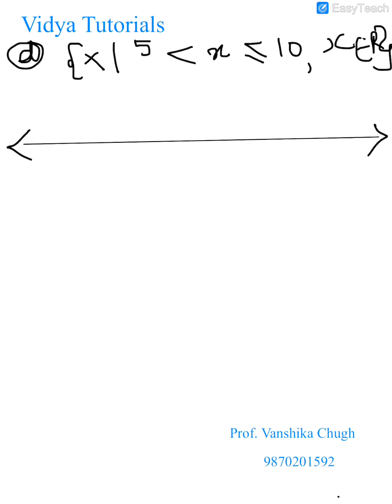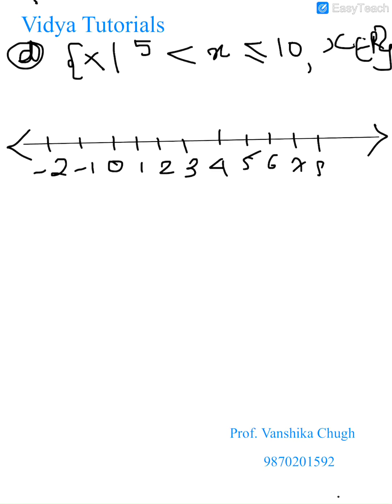The next question in the sheet has a little bit of error. It's x such that x is greater than 5 and x is less than or equal to 10. x belongs to real numbers. So my number line is ready. As I told you, you shouldn't just make all the positives, make a little bit of negative. So 1, 2, 3, 4, 5, 6, 7, 8, 9, 10. My markings are a bit uneven, you be careful.